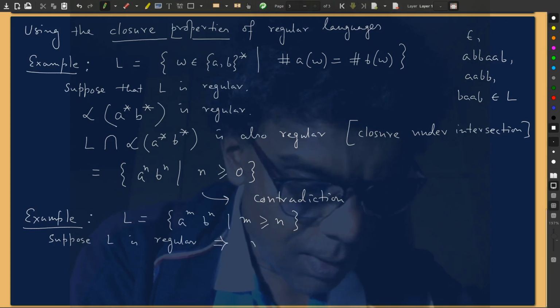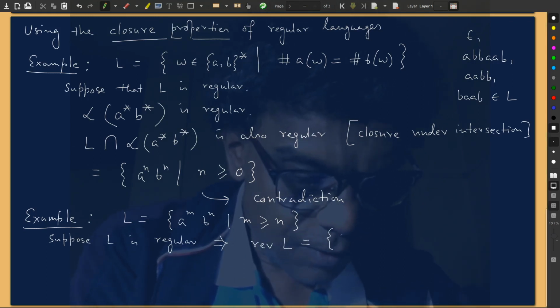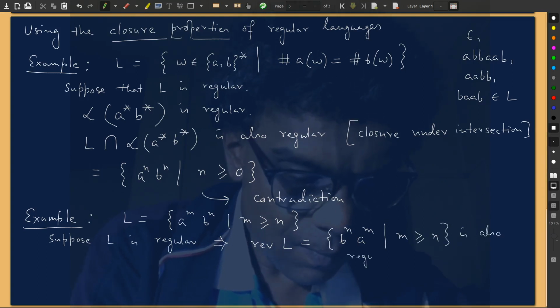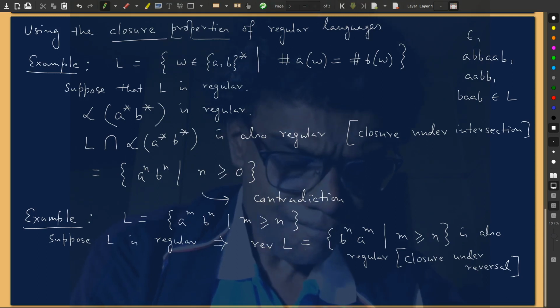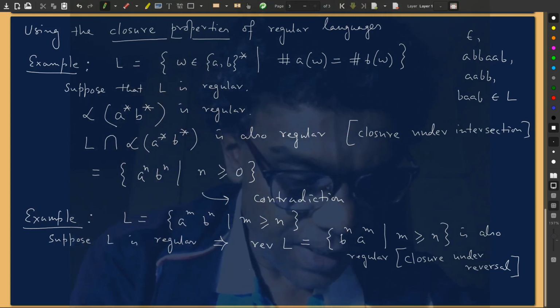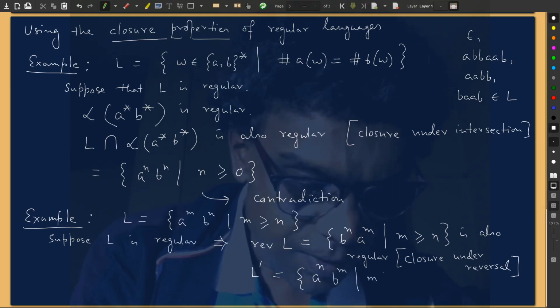so this implies the reverse of L, strings read backward, that is of the form B power n, A power m, such that m is greater than or equal to n, is also regular. So here I am using closure under reversal. But if this language is regular, it has a DFA. So if I interchange the roles played by the input symbols A and B, then I can say that the language L prime, which is A power n, B power m, m is greater than or equal to n, is also regular.